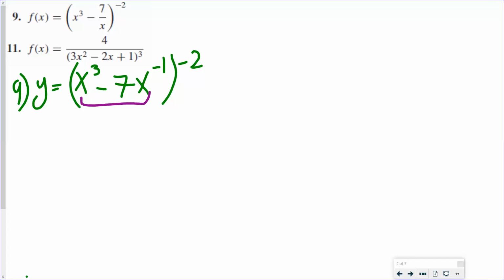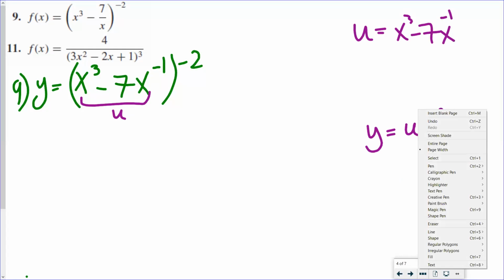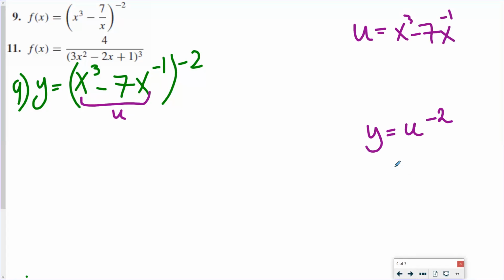I will suppose that this is u. So I will say u is x cubed minus 7x raised to the power negative 1. And then, since I suppose this is u, y will be u raised to the power negative 2. Then after that, I need to find du with respect to x and dy with respect to u.